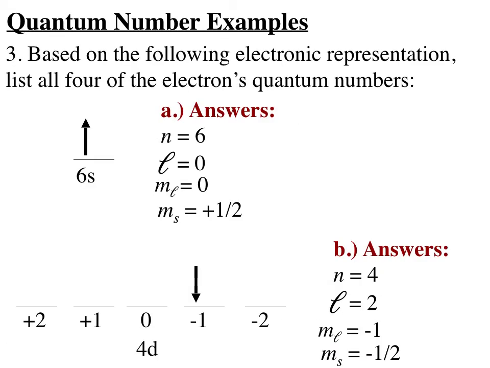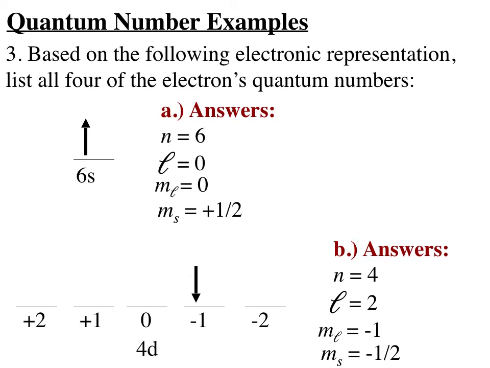Let's look at quantum number example 3. Based on the following electronic representation, can you list the 4 quantum numbers that this picture and the designation under it shows? Well, we see a line with a 6s, and on that line is an up pointing arrow. We're supposed to use that picture representation to determine the 4 quantum numbers that are represented. Well, s, of course, is an s-type orbital of angular momentum 0. So the s implies L equals 0. The 6 in front of the s means you're on energy level 6, so n is 6.